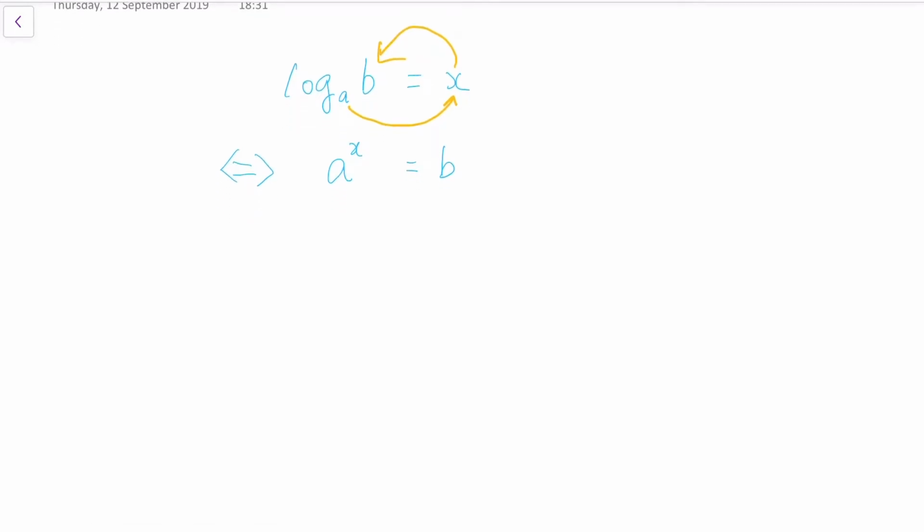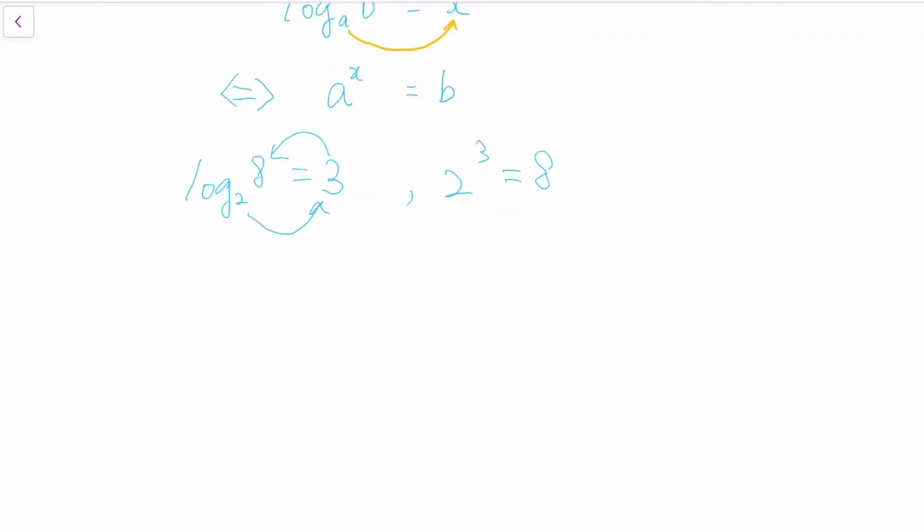Now with this, you should be able to figure out what is log 8 base 2. Yes, the answer is 3. Why? Because 2 to the power of 3 would be 8. Okay, let's try one more. Log 9 base 3. What is the answer? Come on, it's not 3. It's 2. Why? Because 3 to the power of 2 is 9.